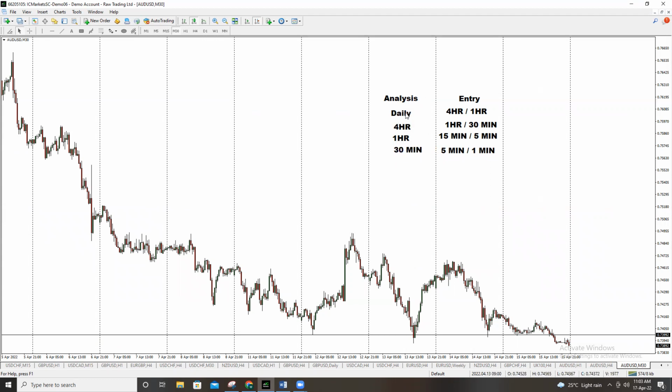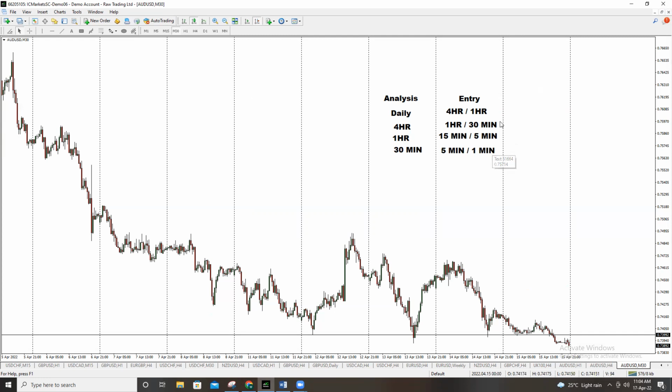If you're using the daily for analysis, you use the 4-hour chart or the 1 hour chart for entry. If you're using the 4-hour chart, you can use the 1 hour or the 30 minutes. If you're using the 1 hour, you can use the 15 minutes or the 5 minutes. If you're using the 30 minutes, which is actually my lowest time frame recommendation if you're going to use your trend line, then you can use the 5 minutes or the 1 minute. Now with the 1 minute, it usually gives very awesome retest kind of trades, and your retest will be the sniper type of entries.